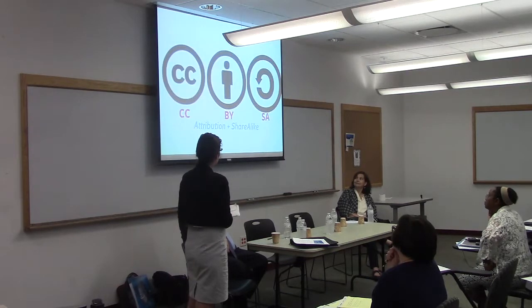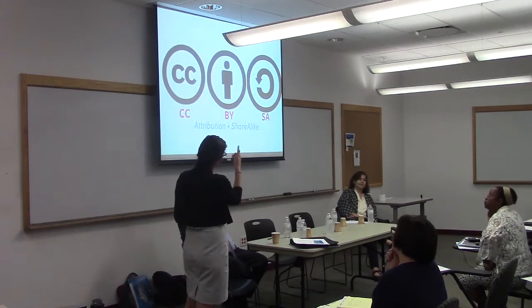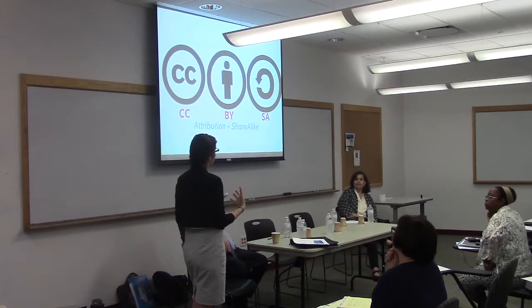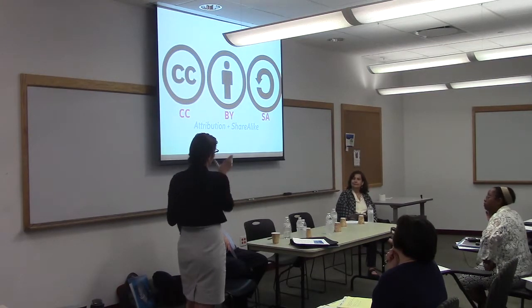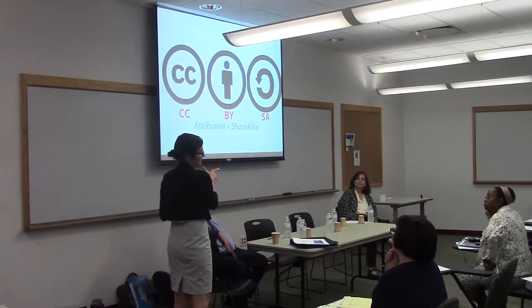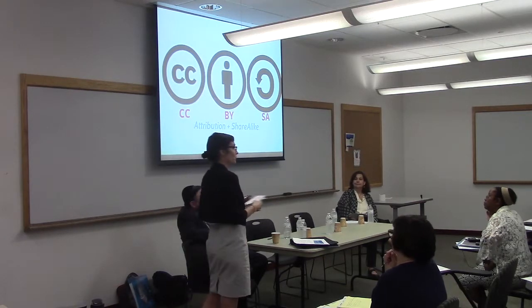The next type of license is the attribution share alike. And I see this as an arrow that's going into itself, so to me it reminds me of you have to reuse it or recycle it. This type of license, if you use an item that is attribution share alike, you must, of course, have the attribution, but you must use this same type of license on whatever work you're redoing.